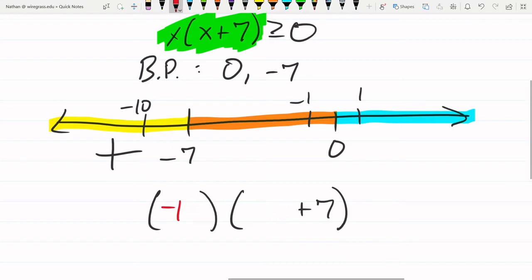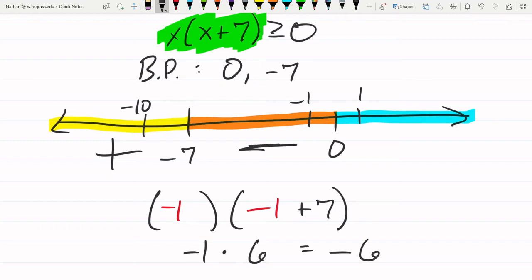Now for the next one, we can just replace the -10 with -1. I should just erase the 0, I suppose. That's going to give us -1 times -1 plus 7 is 6, which gives us -6. So that is negative in that middle orange interval. All right, last one. We're going to test +1. So we have 1 times 1 plus 7 is 8. 1 times 8 is 8, and that is positive.